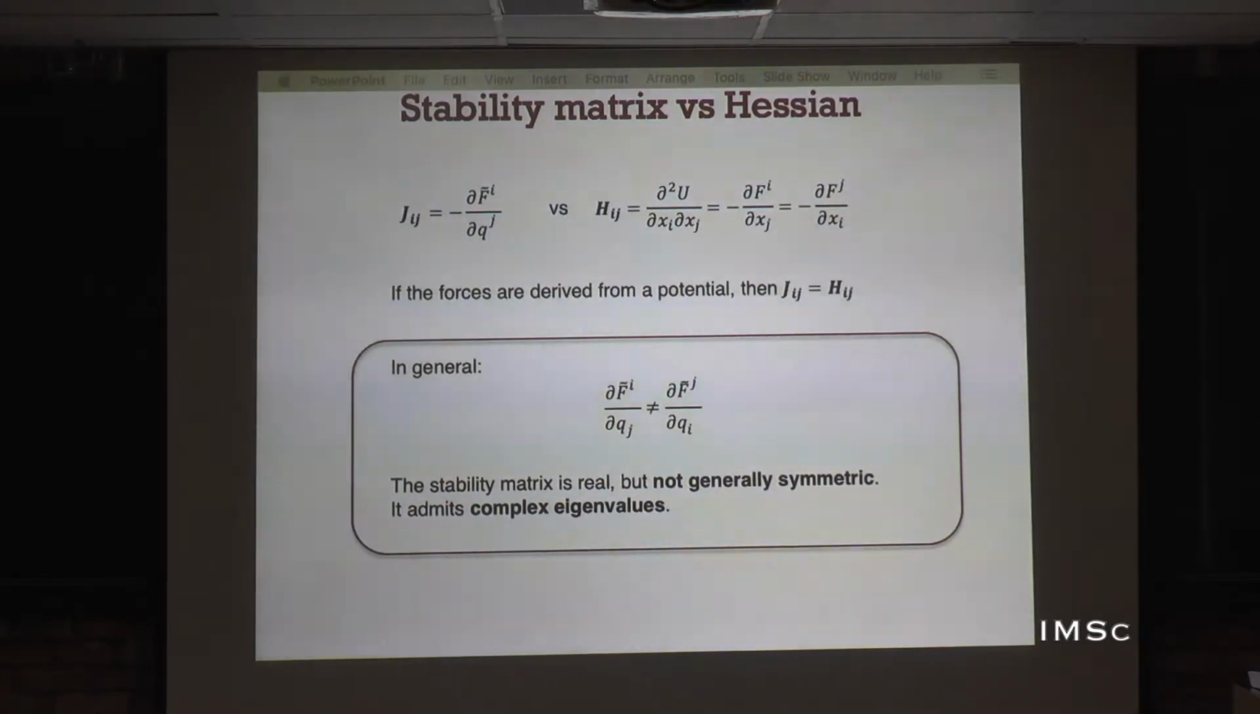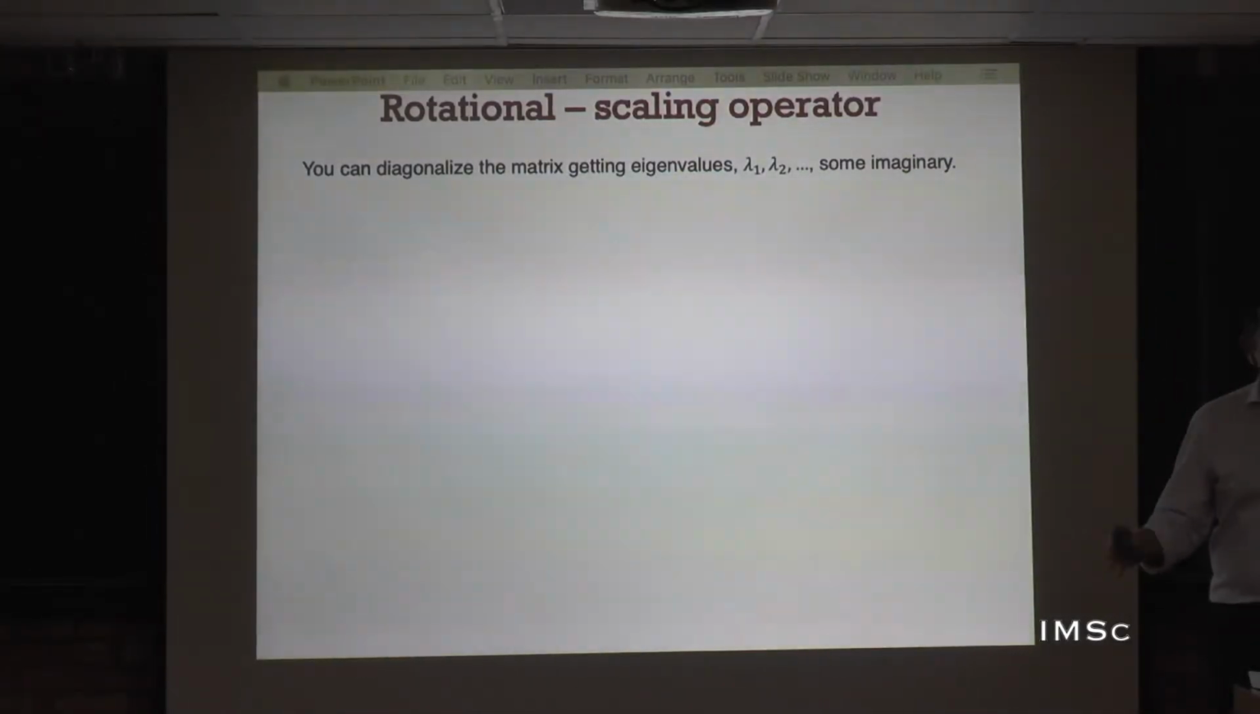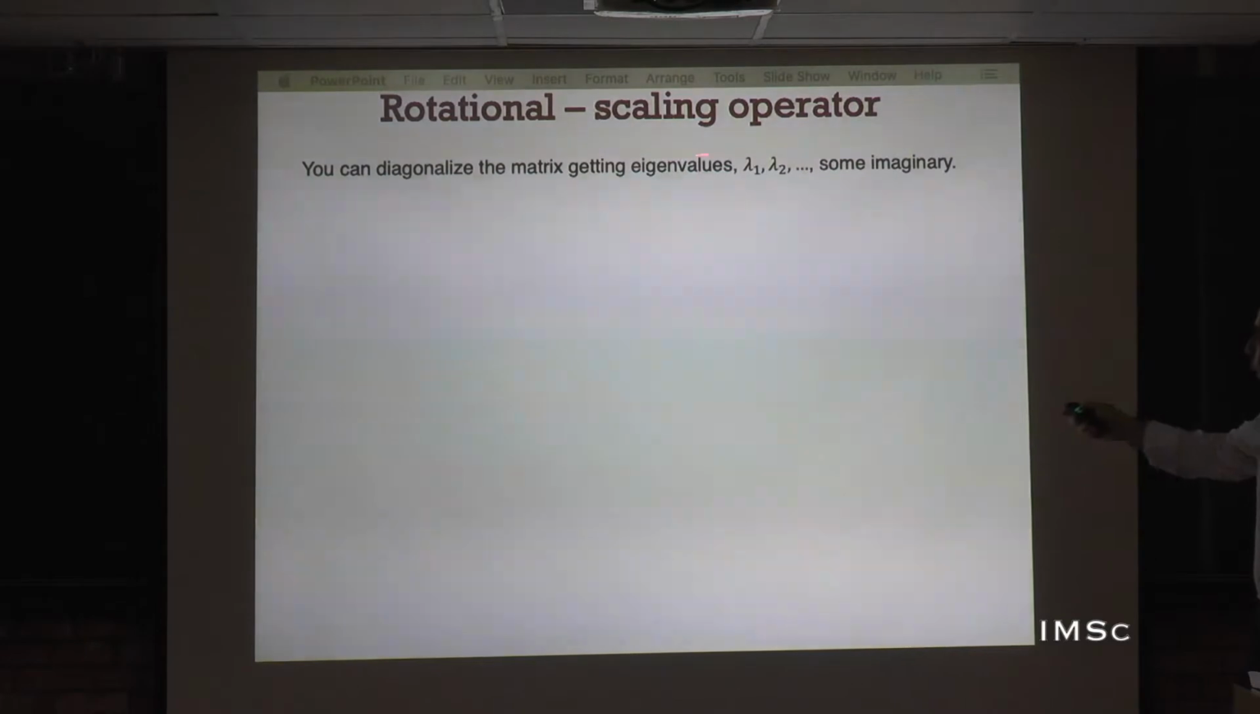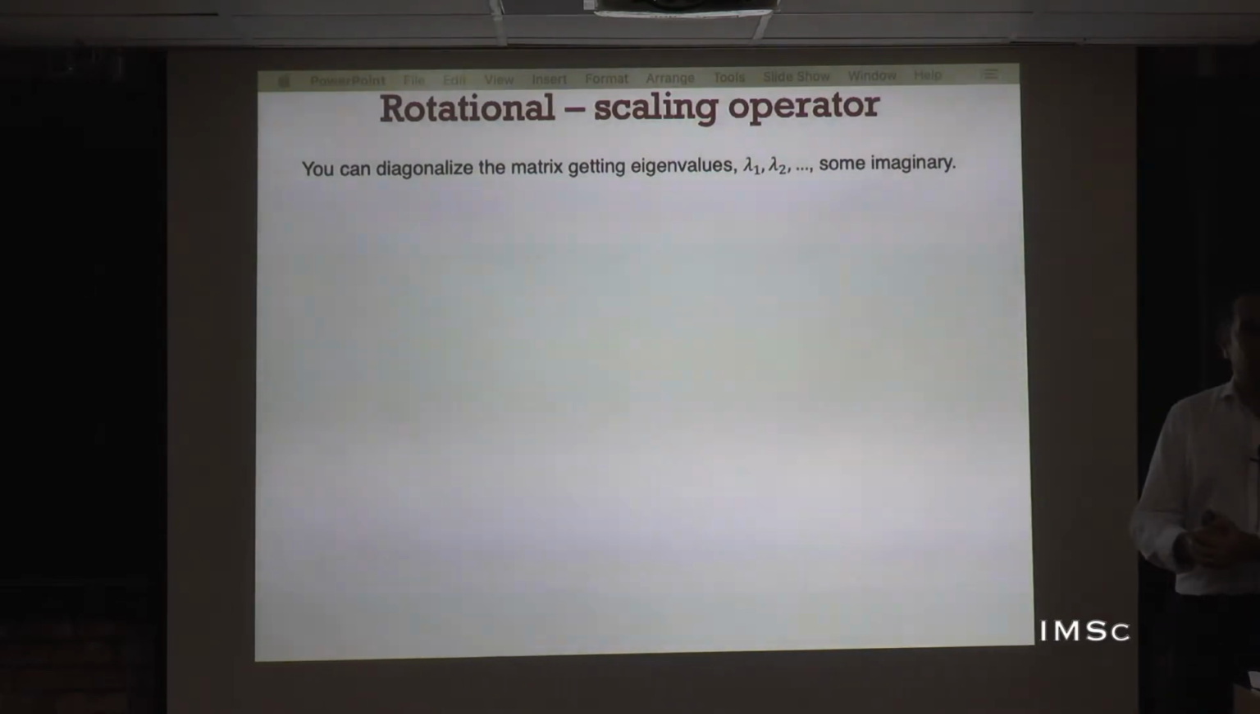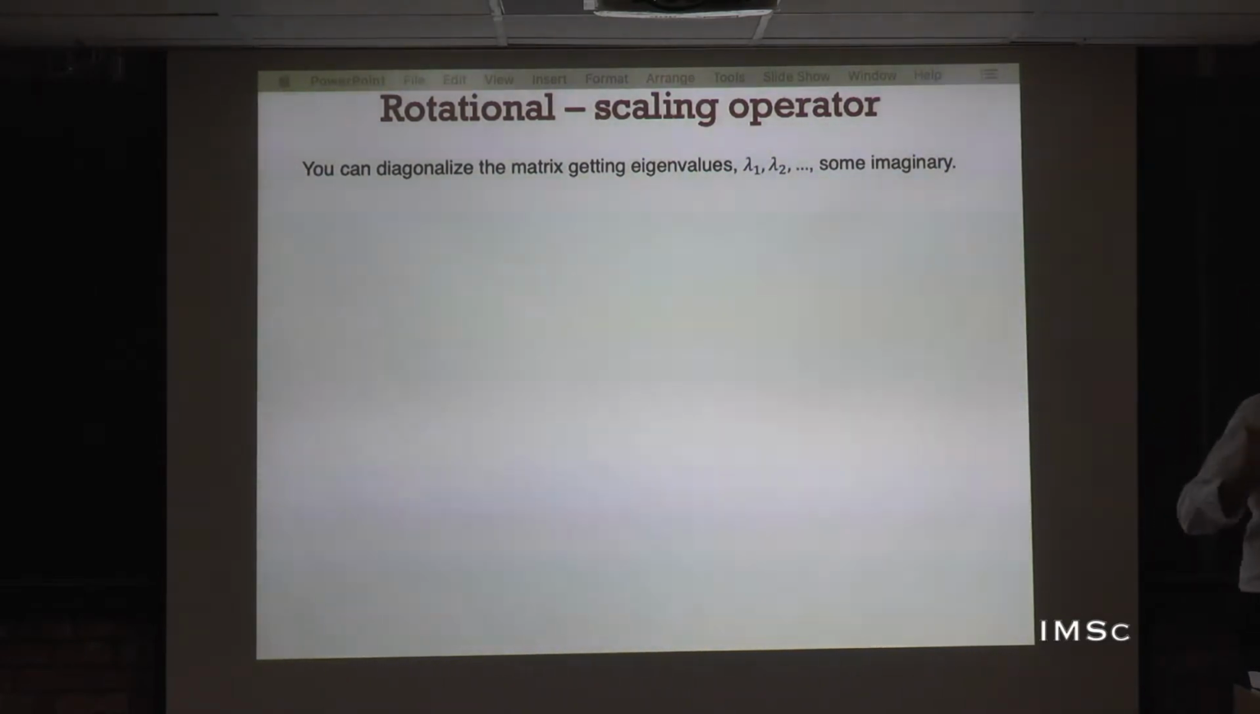What does it mean, not symmetric? It means that when you diagonalize, in general, you're going to have a complex eigenvalue. And of course, you say, okay, but everything is real. What does it mean to have a complex eigenvalue? We were discussing this problem with complex numbers at dinner yesterday. So here, everything is somehow clear. Suppose you diagonalize the stability matrix, and you have a set of eigenvalues, and some of them will be imaginary. Okay? So how can you interpret them?